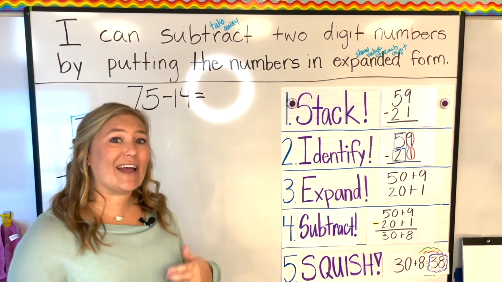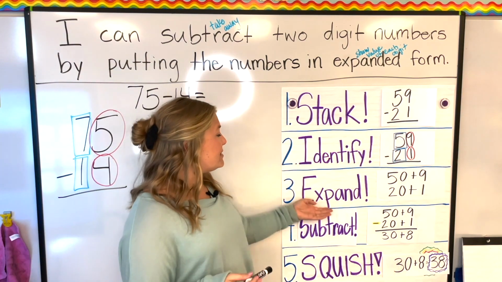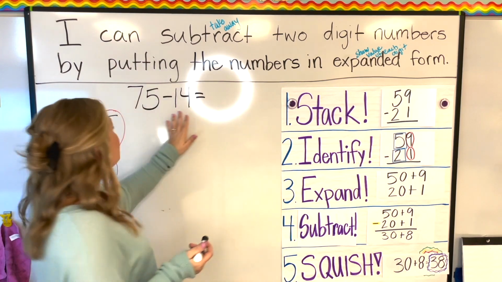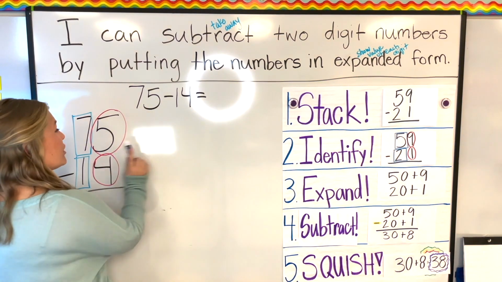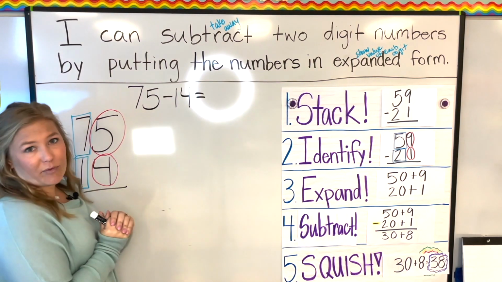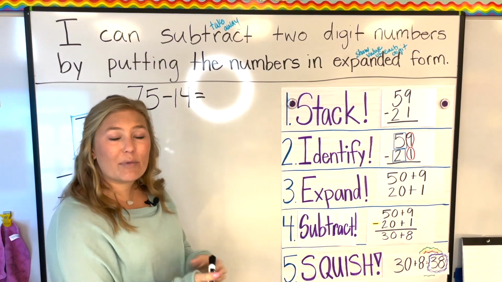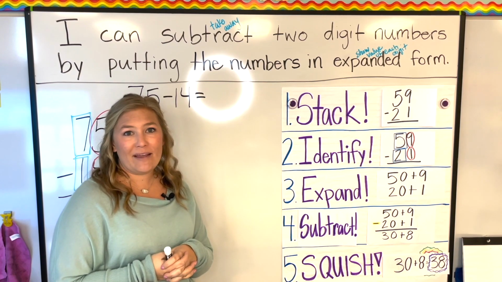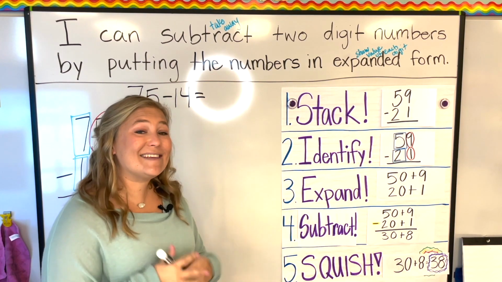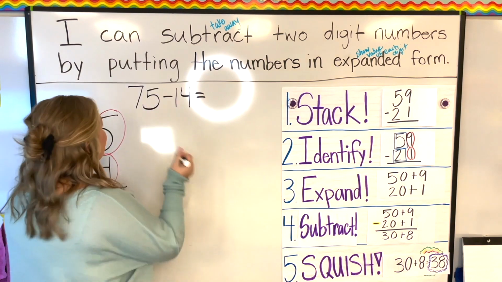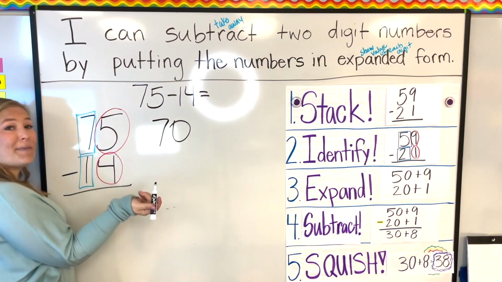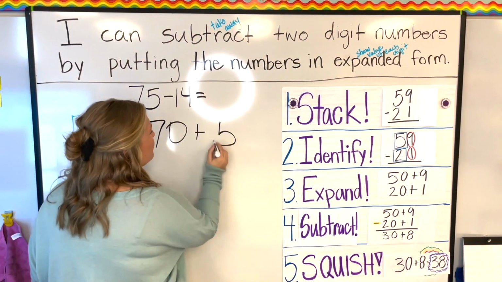Now that I have identified, I can expand. I want to make sure I keep my numbers in the same order that they are. So the number 75 in expanded form is on top, the number 14 in expanded form is on bottom. What is the number 75 in expanded form? Can anyone tell me? You're right, it is 70 plus 5. I saw that I had 7 tens plus my 5 ones, so 70 plus 5.